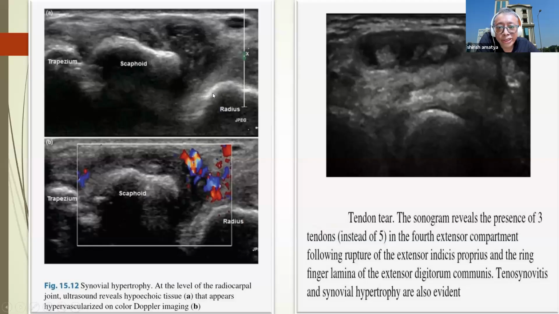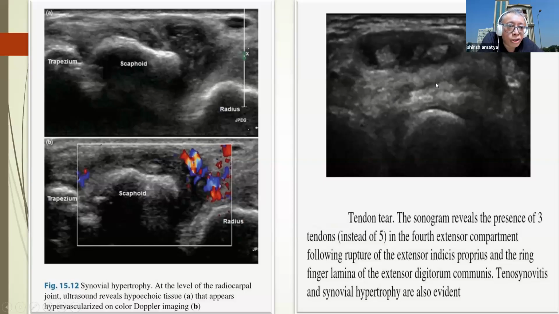This is the recesses, the palmar recess of the hand. You can see the radius, scaphoid, and trapezium. This is the long axis view. You can see in the radioscaphoid recess, the synovial thickening and some effusion in the joint. So this is a typical picture of a patient with rheumatoid arthritis. And if you turn on the color Doppler, you can also see hypervascularization in the radiocarpal joint. So this is also a common ultrasound picture of a rheumatoid arthritis patient.